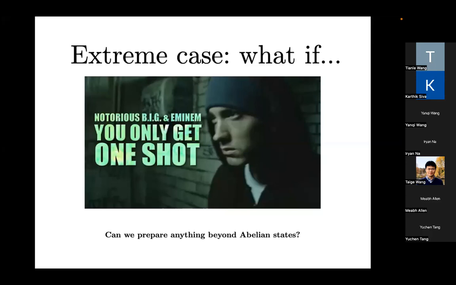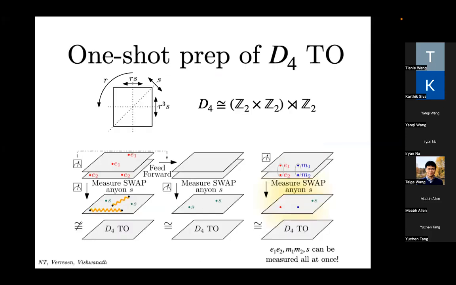We know you can prepare stabilizer states efficiently. If we only got one shot, can we do anything interesting, say non-abelian? And I'm going to say, surprisingly, yes. You can prepare D4 topological order, where D4, the dihedral group, is the symmetry of the square. So you have 90-degree rotations and reflections, similarly to the triangle. Of course, you can do it by measuring twice, with the group extension method. You can think of D4 as having two Z2 symmetries that are swapped by a third Z2. So you have two reflections here, and they're swapped by the diagonal reflection.